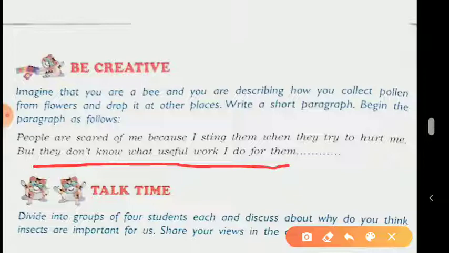People, these two lines will be taken from the book itself. People are scared of me because I sting them when they try to hurt me, but they don't know what useful work I do for them. Now we'll continue in this only. Put a full stop and continue. I help in pollination, full stop.